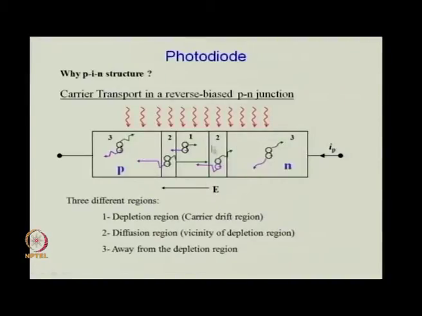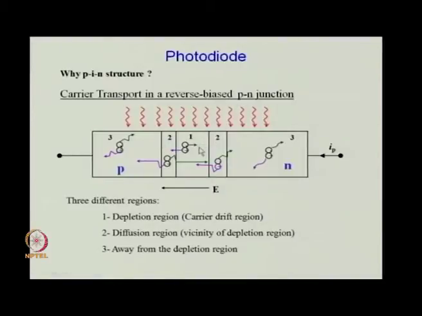As you can see in the diagram, there are three regions. The first region is the depletion region, where there is a potential difference between the p side and n side. Second is the diffusion region, in the vicinity of the depletion region. This side is p, with plenty of holes, and this side is n, with plenty of electrons. Therefore, for carriers generated here, because of the carrier concentration difference, electrons tend to diffuse to the side where there are plenty of holes.